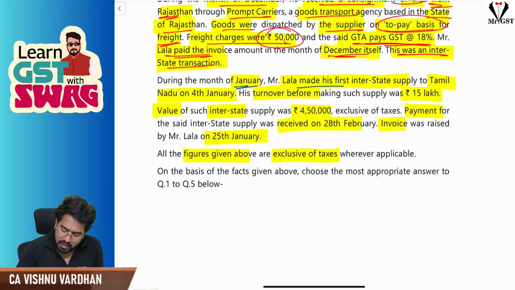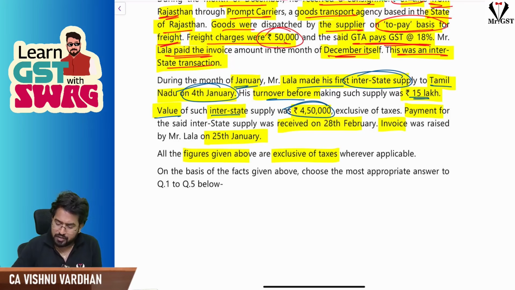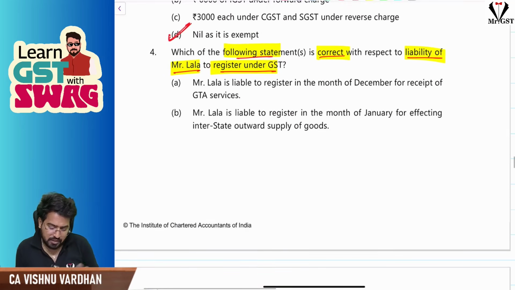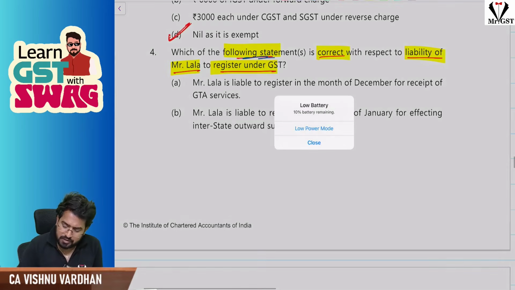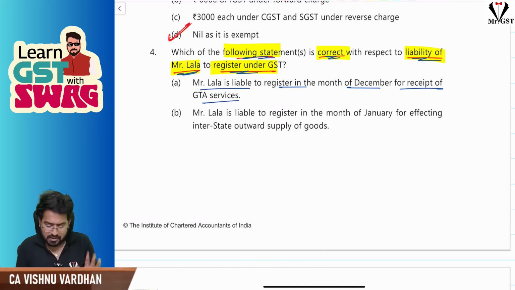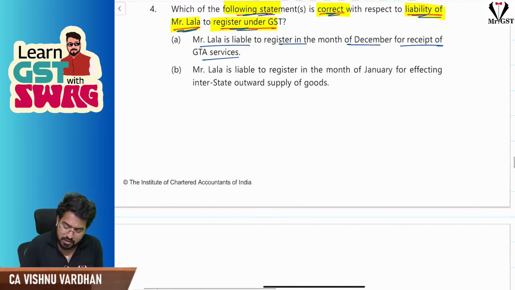Now, the point is, in January, Lala made his first interstate supply to Tamil Nadu on 4th Jan. Turnover before that is 15 lakhs. Now, the value of the interstate supply is 4,50,000. So, because he is making an interstate supply, he should definitely take registration. There is a question here: which of the following statements is correct with regard to the liability of Mr. Lala to register under GST? He is liable to register in the month of December for receipt of GTA services. No, GTA services are exempt, so no need to take any GST registration.